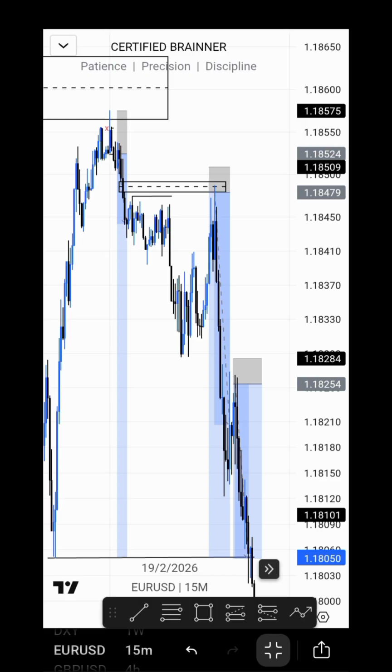So basically in today's video, I'll be explaining how I was able to take this trade setup of over 1:30 RR. I'm sure you must have seen it on the thumbnail or in the description. Yes, I'm going to be breaking it down step by step.